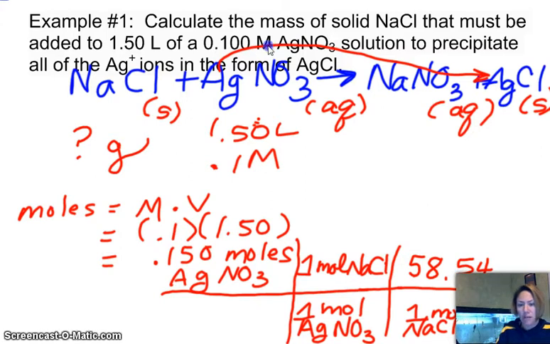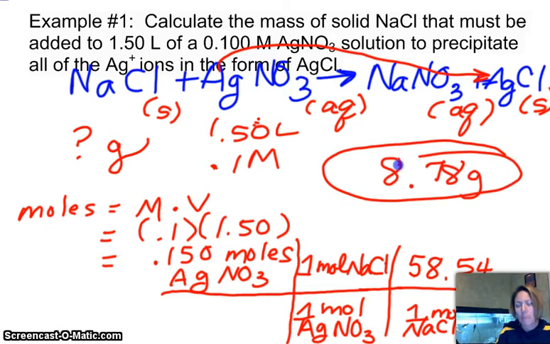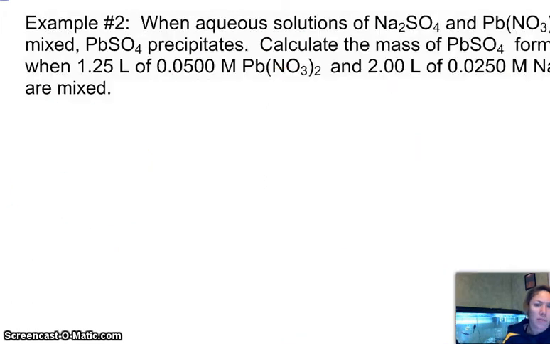get our final answer. I'm going to write it up here because I don't think I'll have enough space. 8.78 grams. And that's our final answer, okay? Really, it's everything that we've already done. We're just doing it with a new type of reaction that we haven't seen, okay? So now we'll go to the next sample problem.